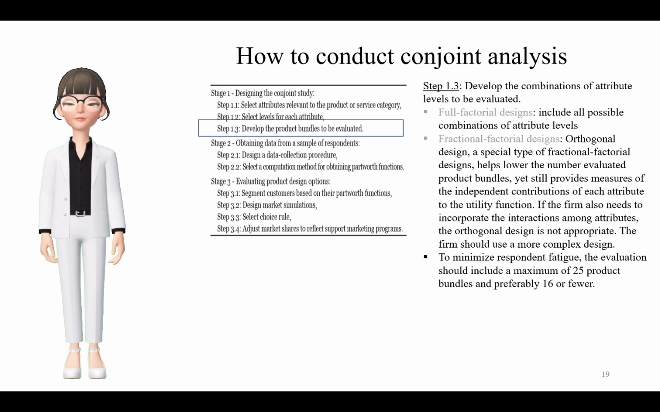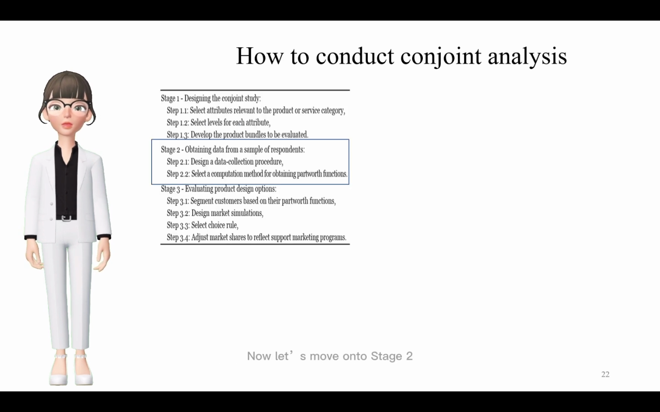In summary, in stage 1, designing a Conjoint study involves selecting relevant attributes, choosing an appropriate level of these attributes, and developing product bundles for evaluation. It is important to strike a balance between the realism of the study and the simplicity of the evaluation task for respondents. Now let's move on to stage 2, obtaining data from a sample of respondents.